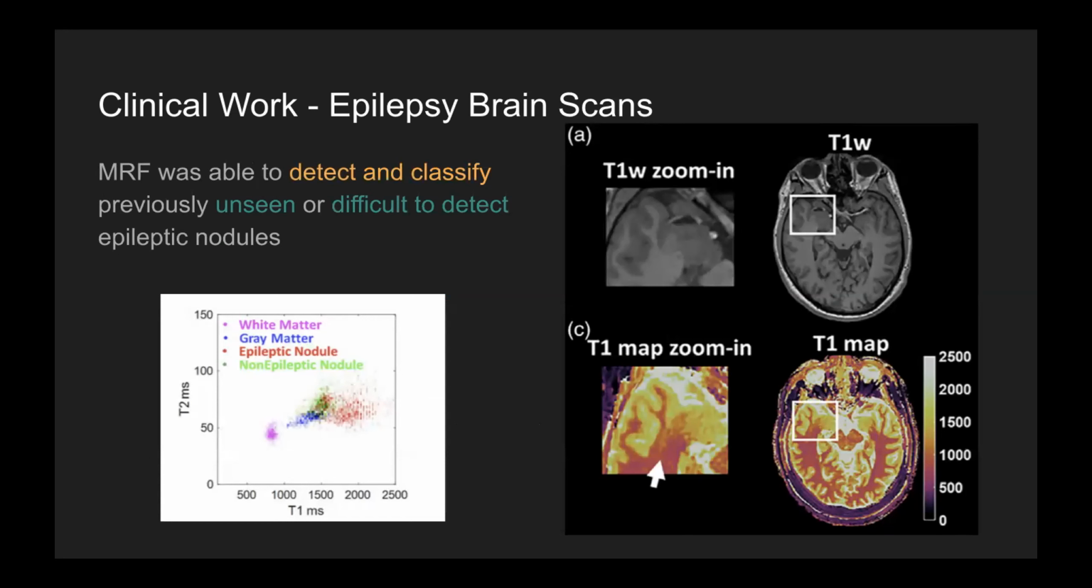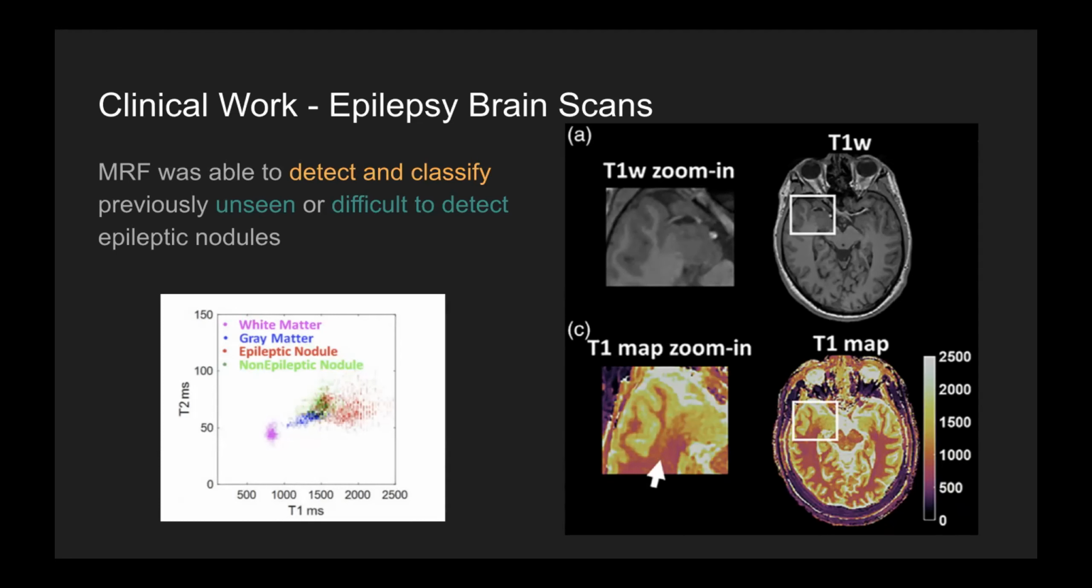As far as clinical work that goes beyond traditional MR scanning, this is an example study where they were able to detect and classify different regions in a person's brain with epilepsy. On the right, you can see that the MRF scan was able to detect an epileptic lesion, very faint, that the traditional MR scan was not able to find. So sometimes you can find things with an MRF scan that are harder to find with a traditional MR scan.